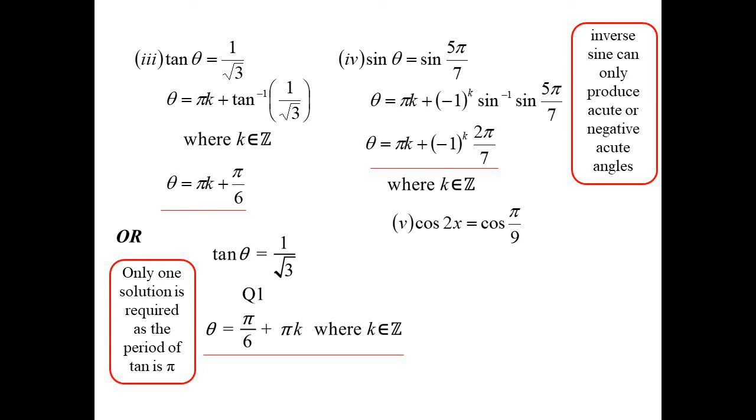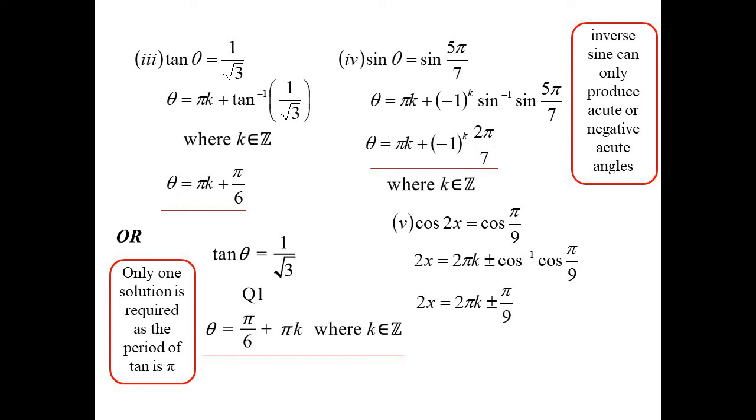Cos 2x is cos pi on 9. Again, tempting to simply say, oh, 2x is pi on 9. Yeah, sure, one answer. Put it into the formula. 2x equals 2 pi k plus or minus the inverse cos of the cos of pi on 9. Well, pi on 9 is acute anyway, so we do know that's going to cancel. So I get 2x is 2 pi k plus or minus pi on 9.